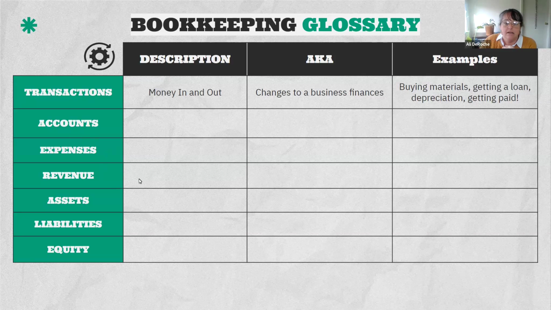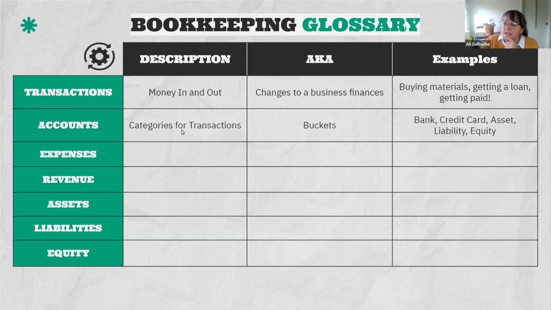Let's see. A good example of a transaction, kind of basic, but if you're buying a chair for your office, this is going to affect 2 different accounts. We'll go into accounts here. You're going to pay for that chair using cash, and then you're also going to get an asset to your business, or a piece of furniture for your business. So that account would be furniture.